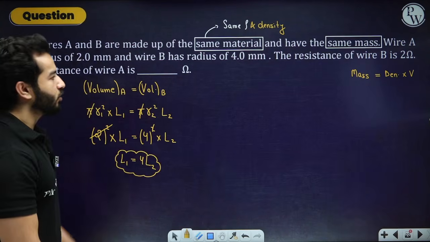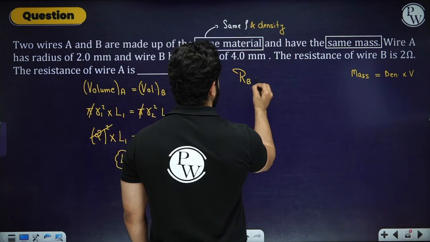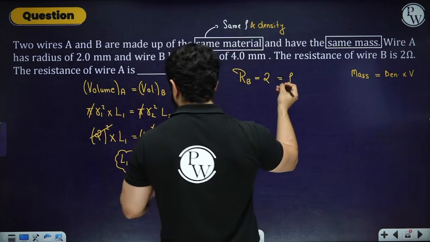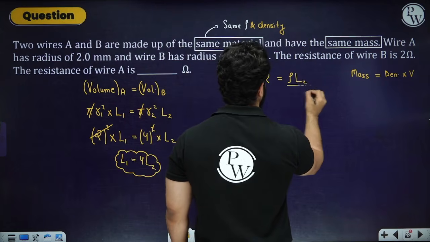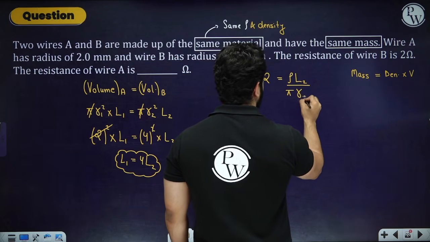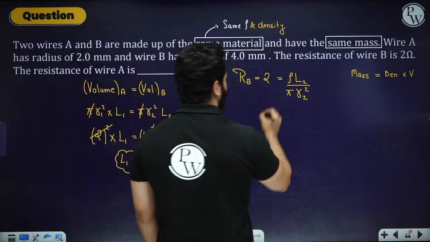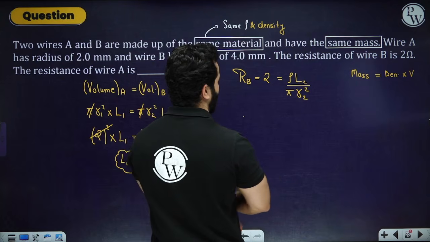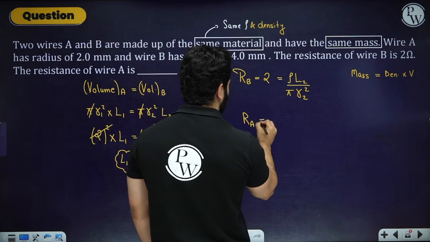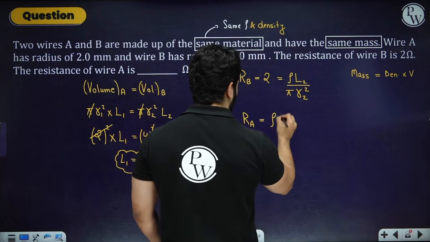Alright. And they are also saying resistance of B is actually 2 ohm. So resistance of B equals 2 ohm. This would mean rho into L, so L is L2, divided by A2. A2 is going to be pi R2 square. So this equals 2. If we are going to find out RA, that will be rho. Instead of L1, can I write 4 times L2?